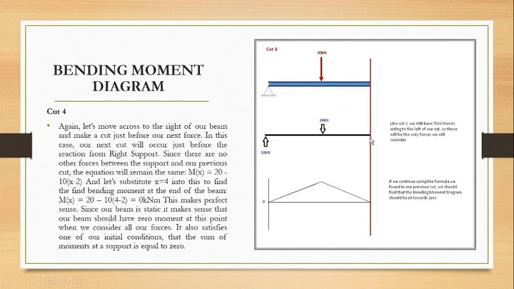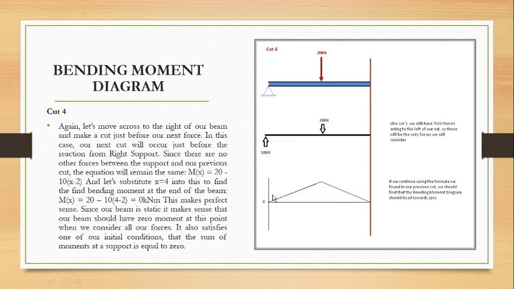But in this case we know the total length of the beam, which is 4 meters, so we can easily substitute x for 4. So M at x is equal to 20 minus 10 into 4 minus 2, and if you solve this equation we get an answer of 0 kilonewton meter. This makes perfect sense because our beam is in static condition and it should have a 0 moment at this point when we consider all our forces. It also satisfies one of our initial conditions that the sum of moments at a support is equal to 0.